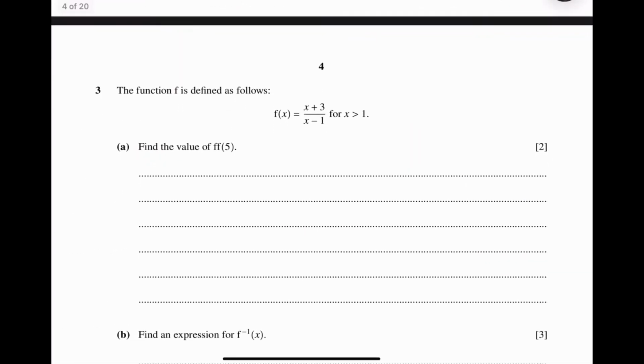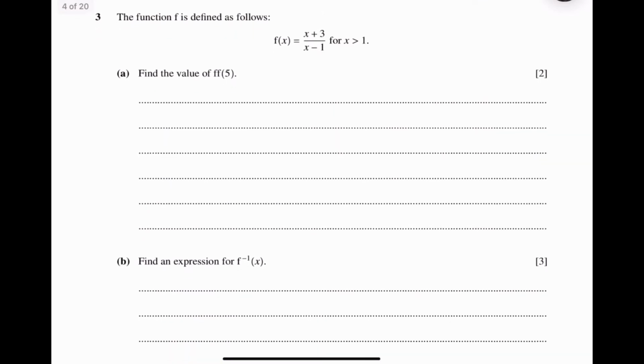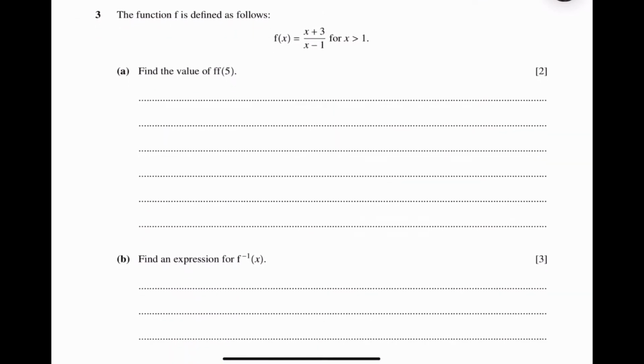Now let us go for question 3a. This is also very simple maths. The function f is defined as follows, its marks is 2, so simply we can solve that.